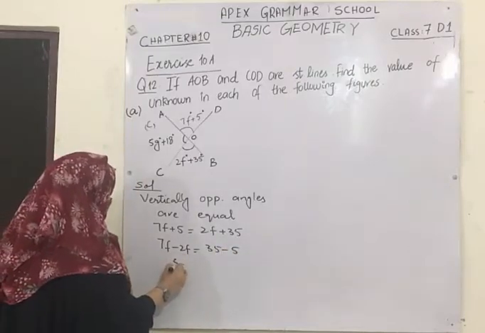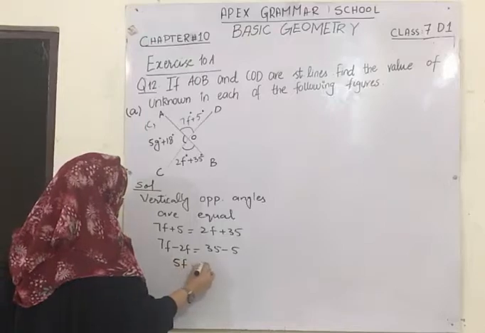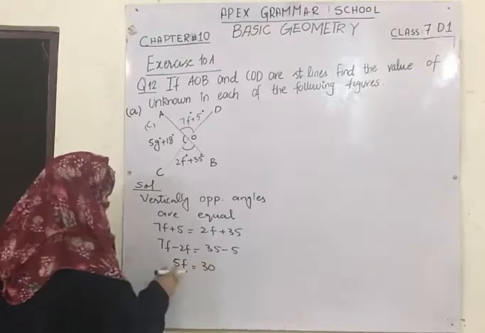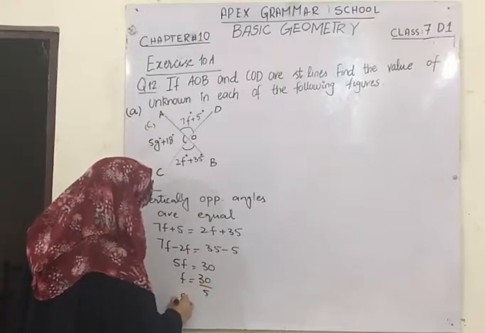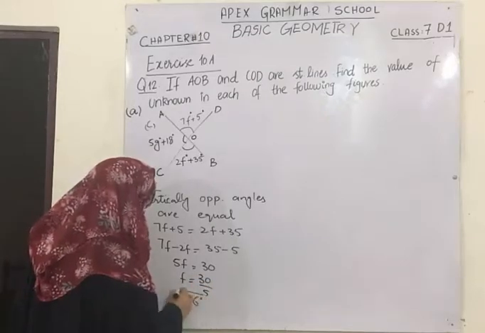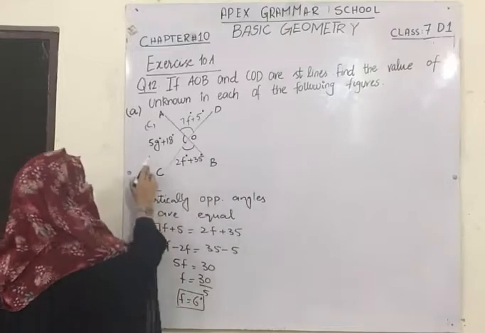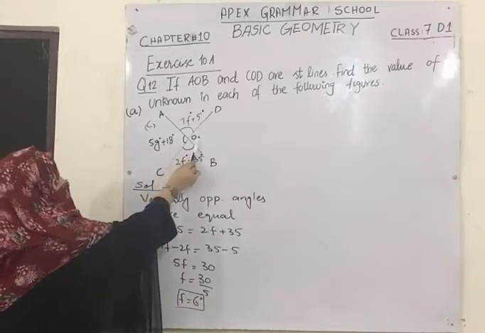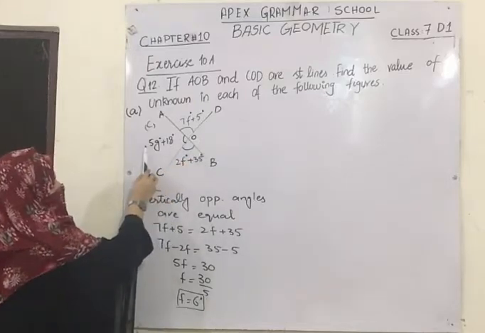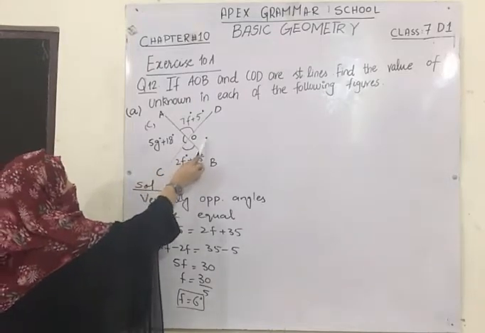7f minus 2f will be 5f. 30 minus 5 is 30. Being multiplied with the variable, on the other side it will be divided. So your f is 6 degrees. I also need to find out the value of g. There are two methods for it. As you can see, these two will be vertically opposite angles. If this angle is 5g plus 18, this will also be 5g plus 18.